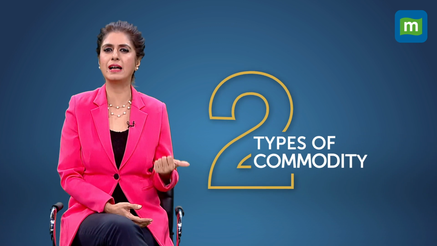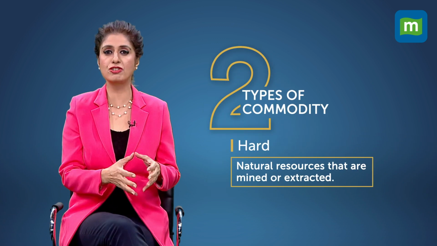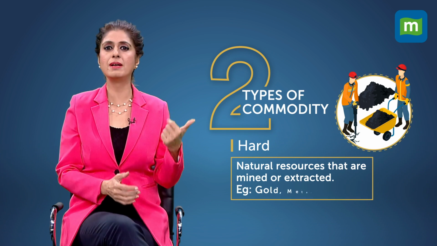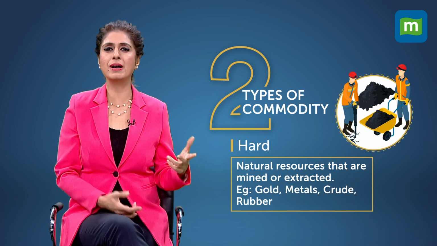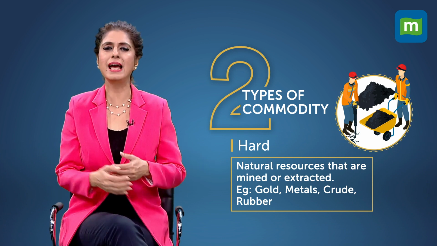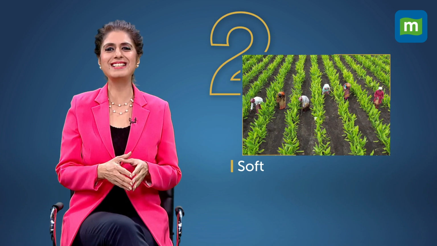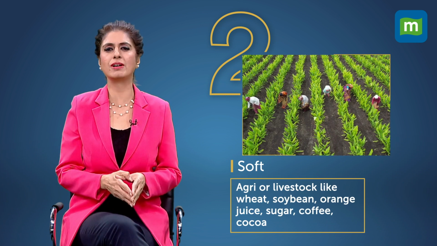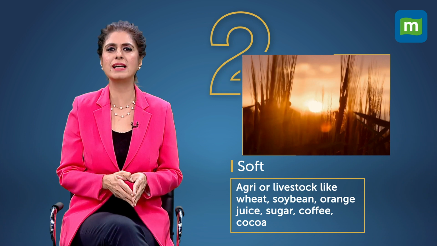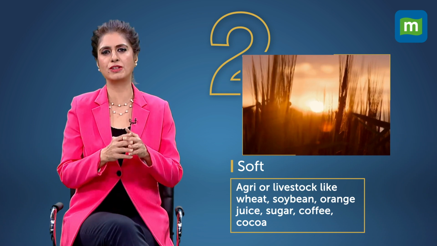And commodities are of various types. The first one is the hard commodities. These are the natural resources that are mined or extracted. For example, gold, metal, crude, rubber are some of the commodities which are either extracted or they are mined. And then you have soft commodities. These are agriculture or livestock like wheat, soybean, orange juice, sugar. These are all commodities that come under the category of being soft commodities.